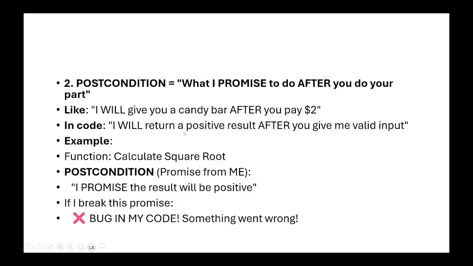So that is when you give it a positive integer. In this example, calculating square root, it returns you a positive result. If it breaks the promise, then there is a bug in the code that just returned the answer.